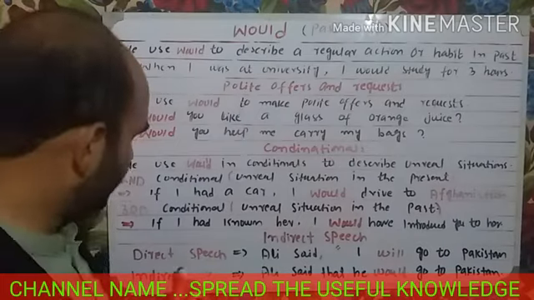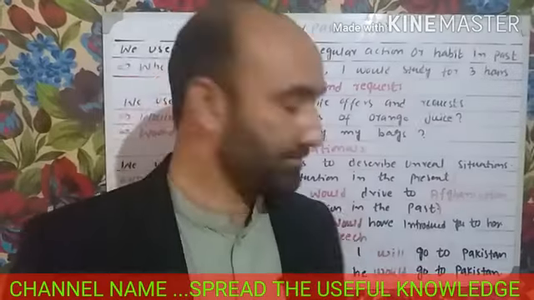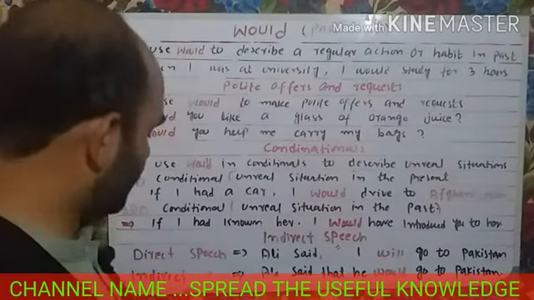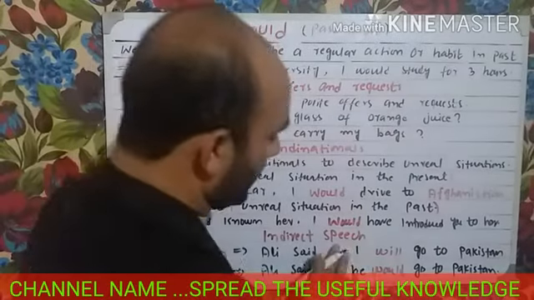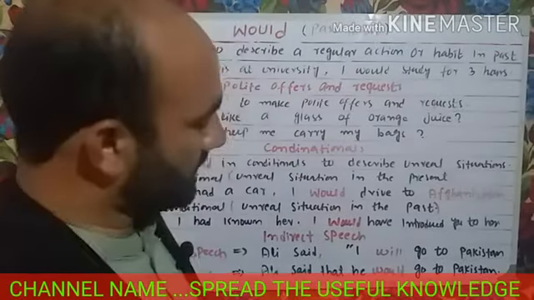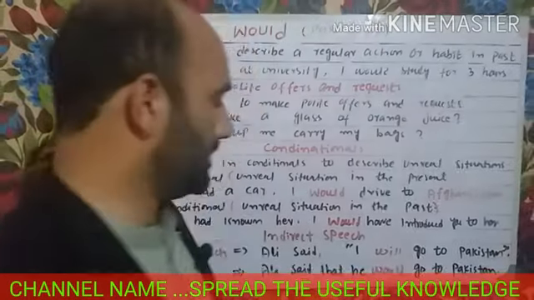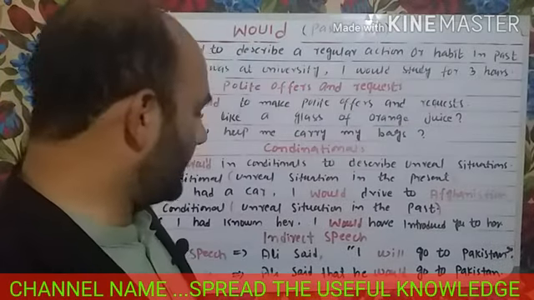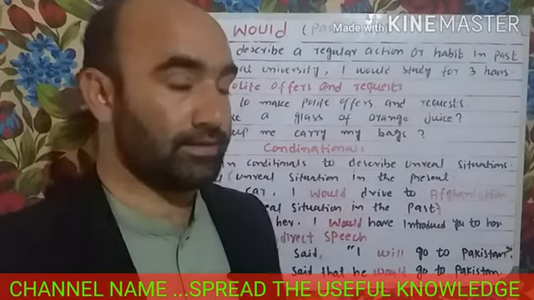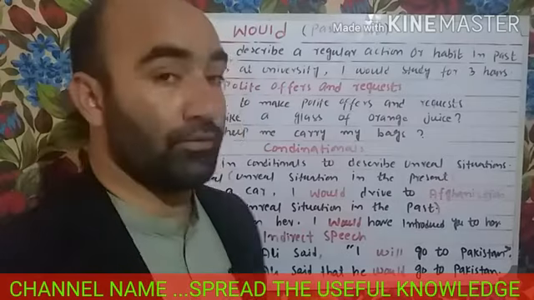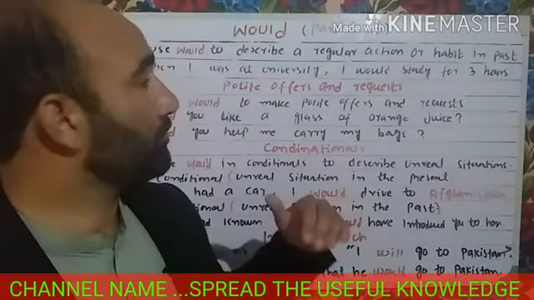Direct speech, look here: Ali said, I will go to Pakistan. Indirect: Ali said that he would go to Pakistan. So for that purpose, we also use would. In the indirect sentence, will is changed into would, the past form of will. Okay. So it was our class today about would.